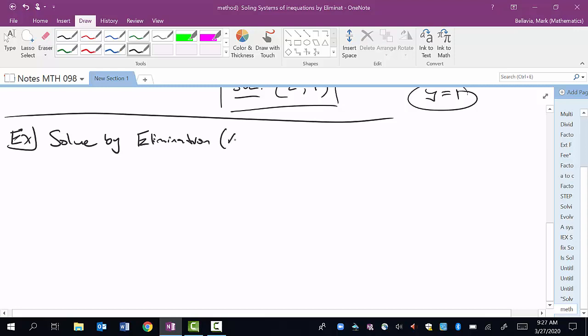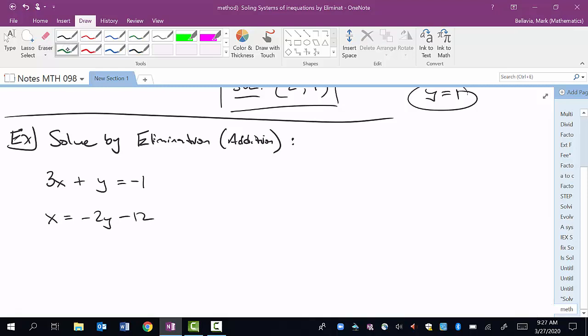And I'll just put addition here in parentheses. So remember, elimination is the same as the addition method. And the first equation we'll look at is 3x plus y equals negative 1. And the second equation will be x equals negative 2y minus 12. Now I want to solve this by elimination.